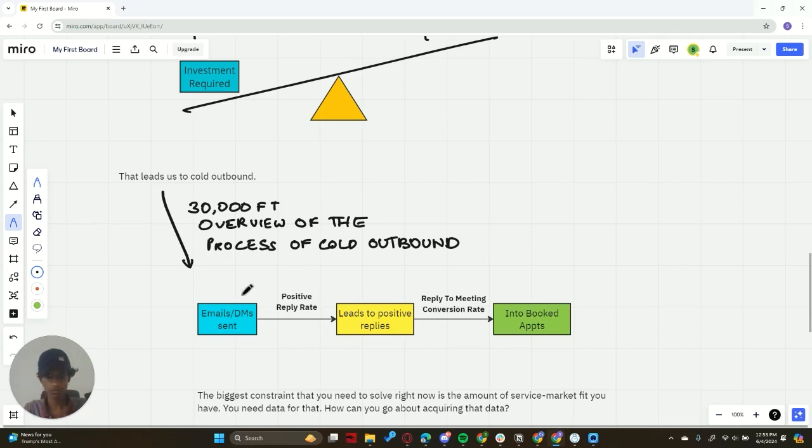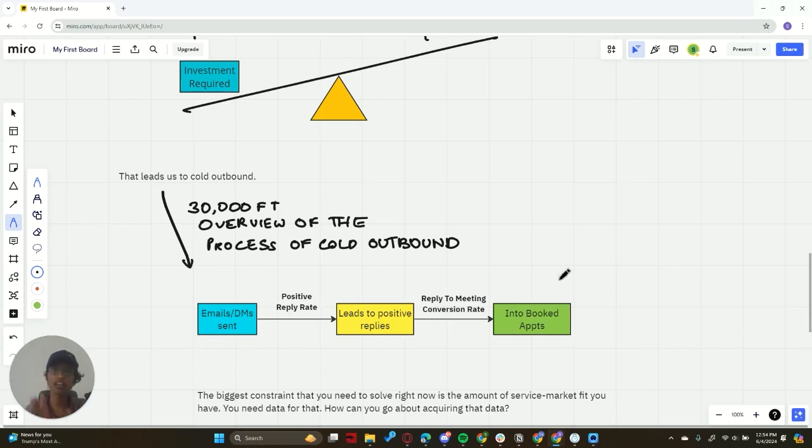Now, the main metric, however, is positive reply rate. For X amount of emails or DMs sent, or you could send both emails and DMs, how many positive replies are you getting? How many leads are you getting? And how many of those leads or positive replies get turned into booked appointments? So the two main important metrics are the positive reply rate and the reply to meeting conversion rate.